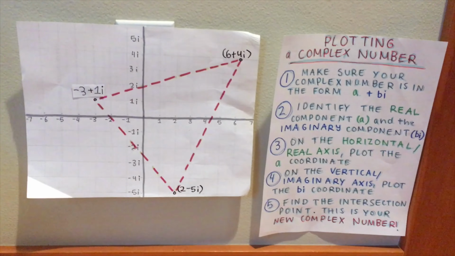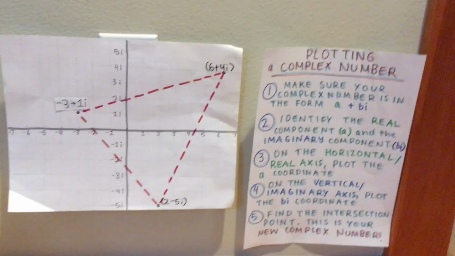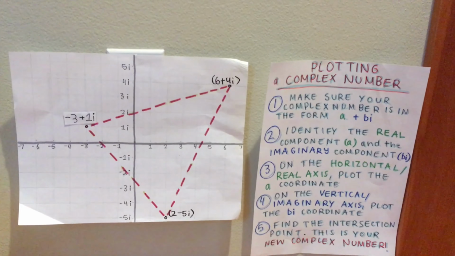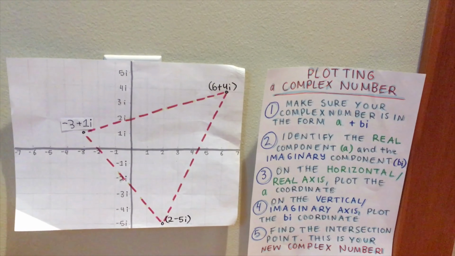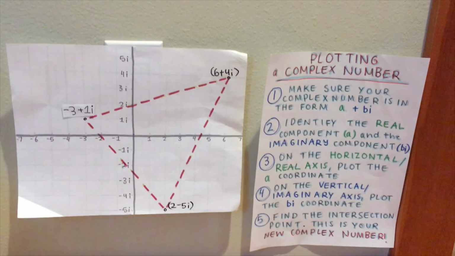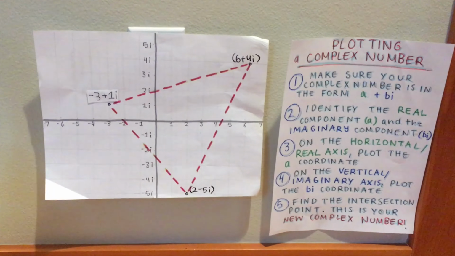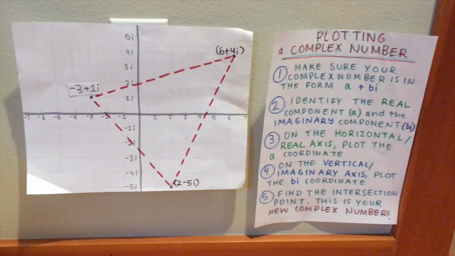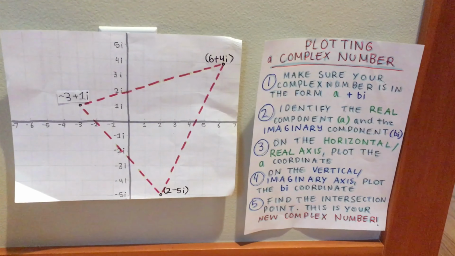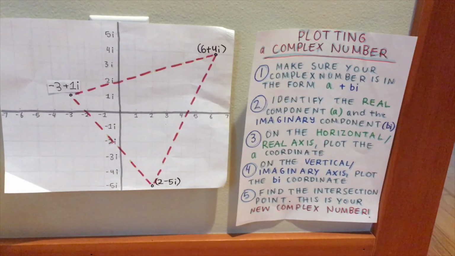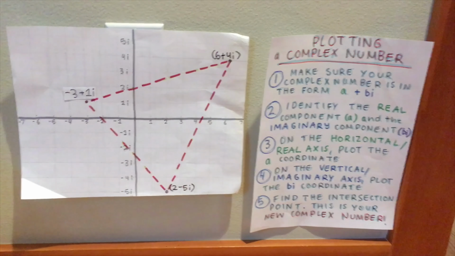Now, see if you can graph the coordinate -3 plus 1i. Now we will use our simple step-by-step process to try and plot the complex point -3 plus 1i. We'll skip the first step and move straight to the second step. Identify the real component a and the imaginary component bi. In this case, -3 is our real component and 1i is our imaginary component.